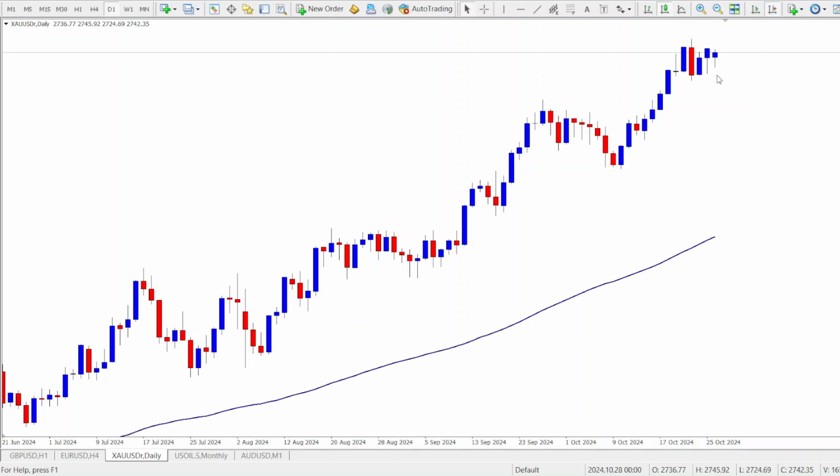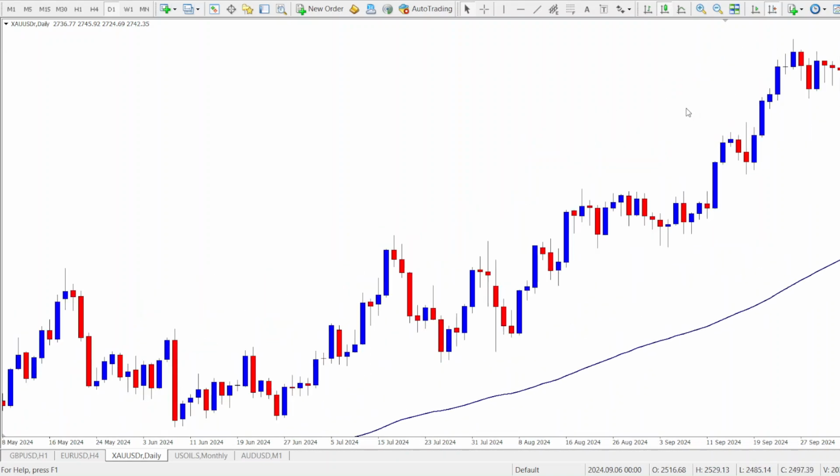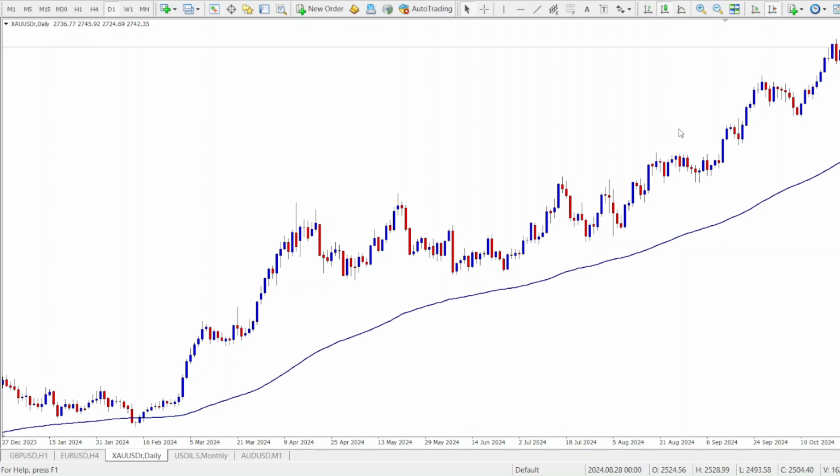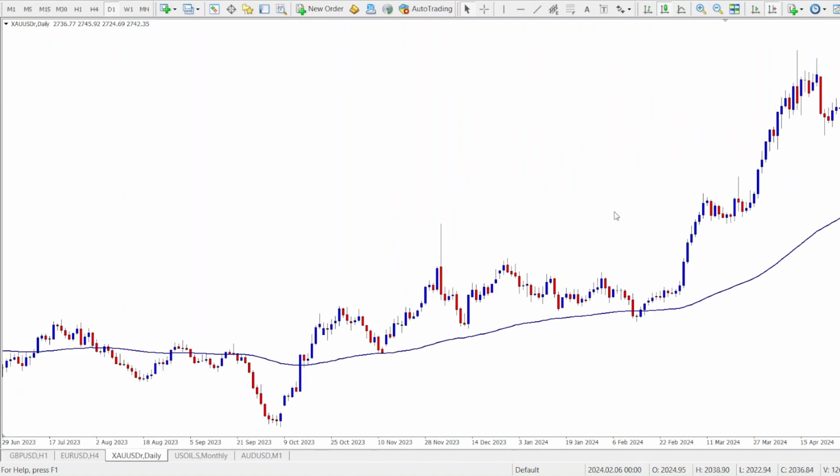So the 100 moving average smooths out price data, so you get a clearer picture of the trend without all the noise. Now when you are using this indicator in the right way, it helps you to stay on the right side of the market. As we can see, the 100 moving average clearly shows you the direction of the trend, so you can trade in the direction of the trend.